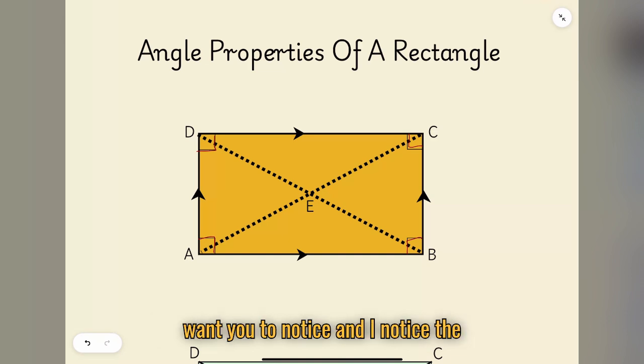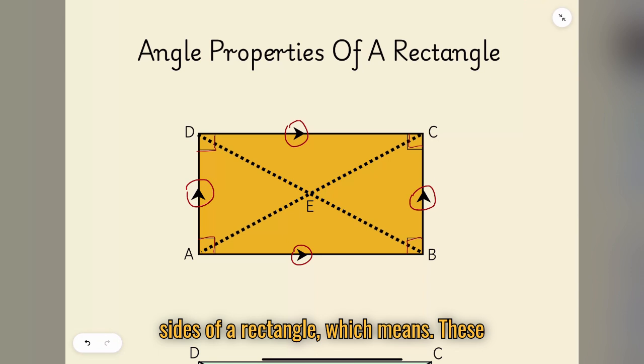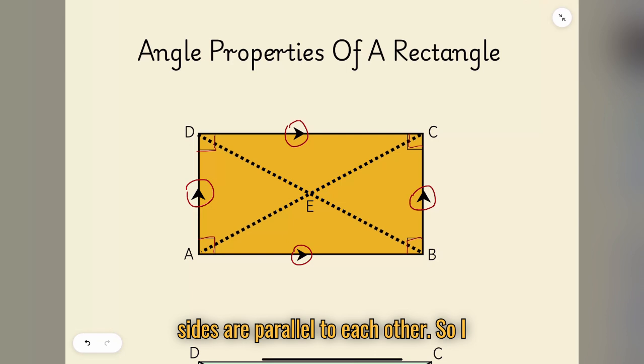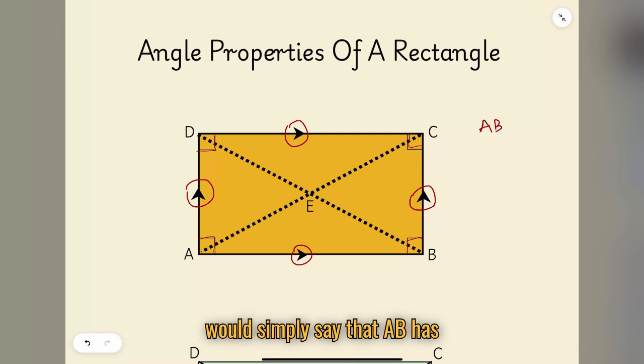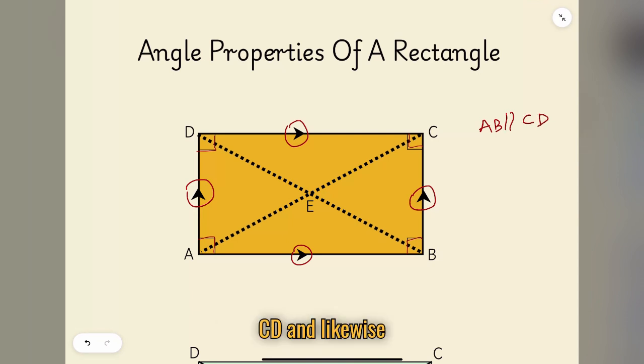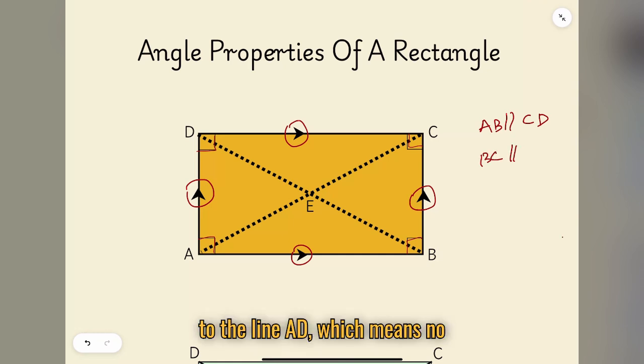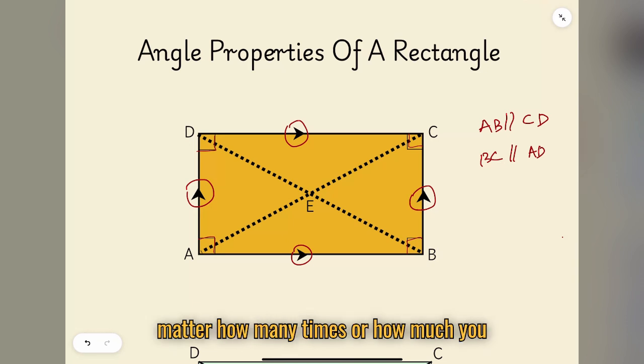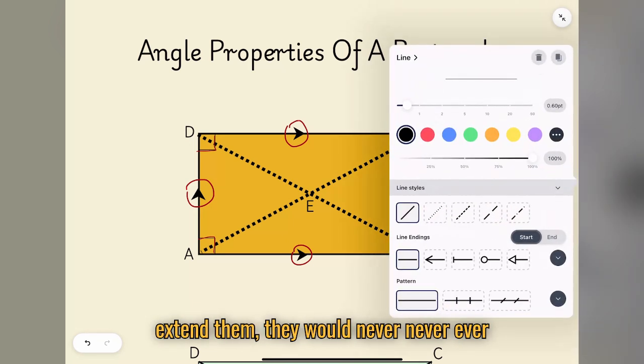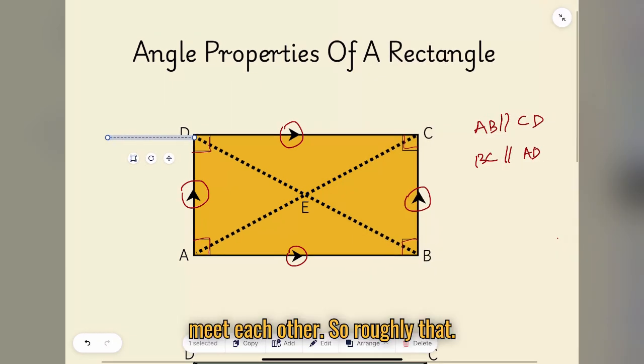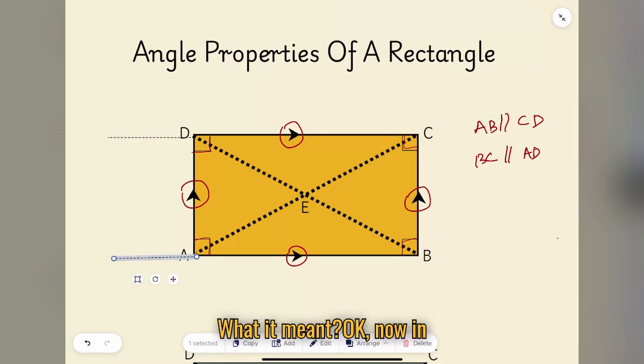The next thing that I want you to notice, and I've noticed that children ignore, is these arrows over at the opposite sides of a rectangle, which indicate that these opposite sides are parallel to each other. So I would simply say that AB has to be parallel to the line CD, and likewise BC has to be parallel to the line AD, which means no matter how much you extend them, they would never ever meet each other. So roughly that's what it meant.